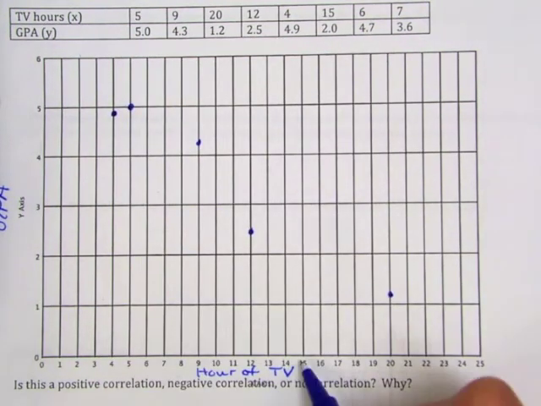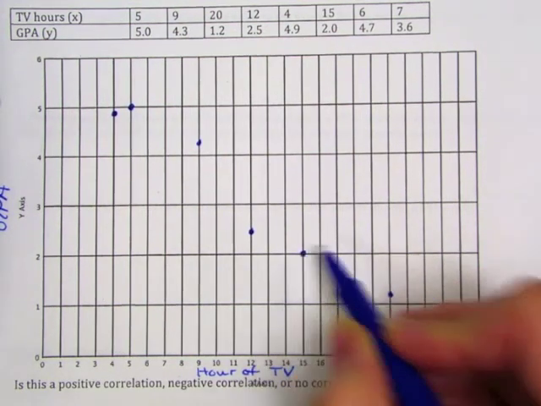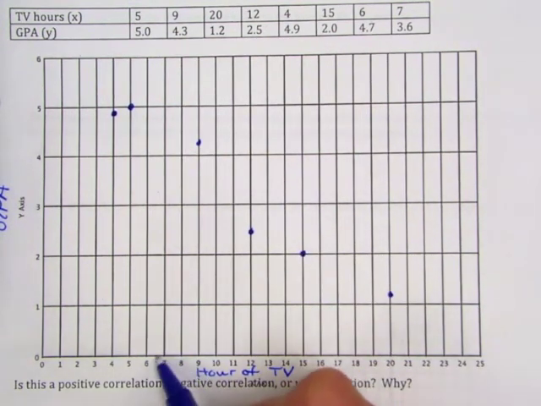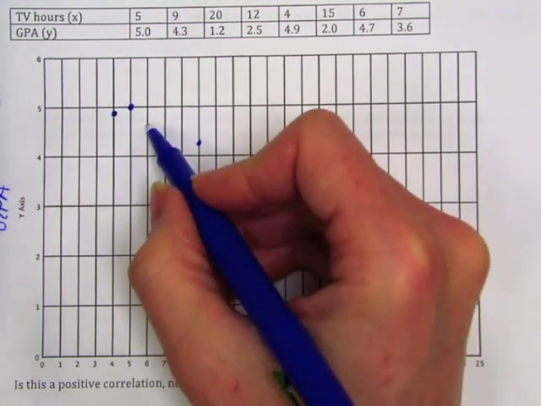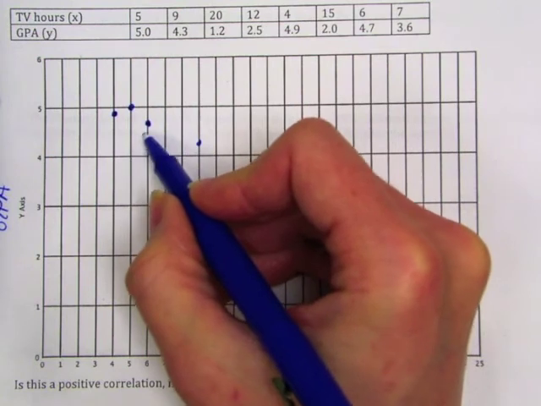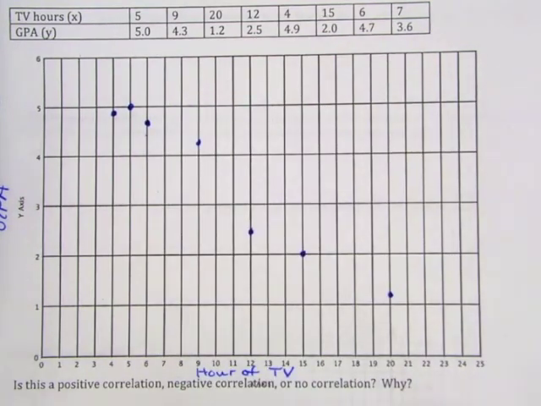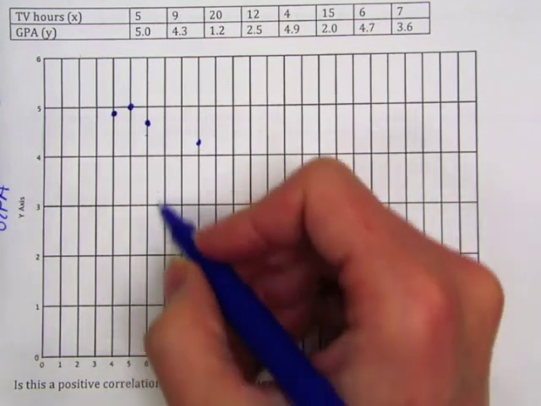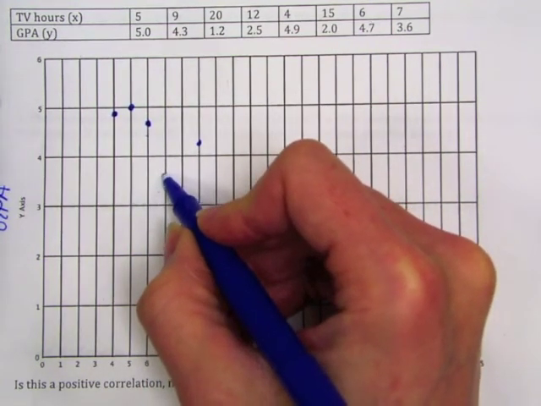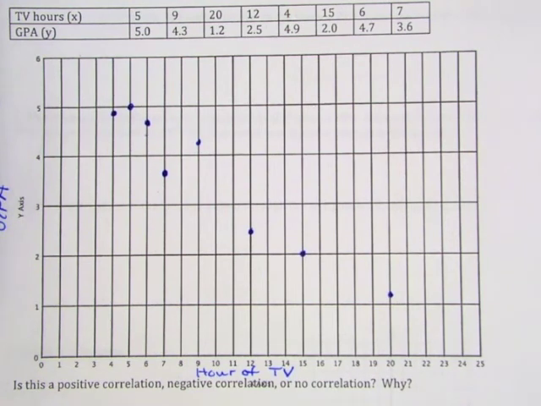We have someone who watches an average of 15 hours of television with a GPA of 2. Someone who watches 6 hours of television with a GPA of 4.7. As I'm plotting that, it's a little bit above half. That's really what I'm thinking. Is it greater than half, or is it closer to the half or closer to the 5? Trying to estimate those points well. And then finally, 7 hours of television and 3.6 is their GPA. So we've plotted all of our data.